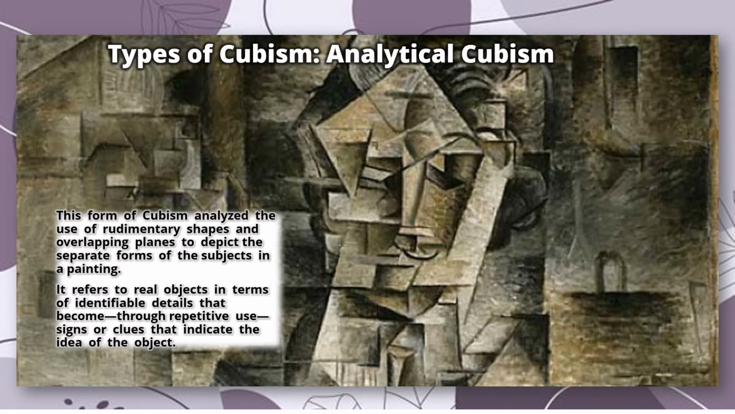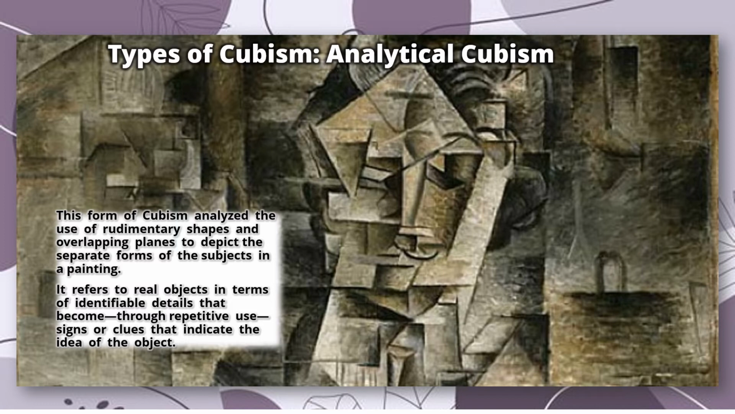Next, we have types of cubism. Number 1, we have analytical cubism. So, it is the use of rudimentary shapes. Rudimentary means basic. Basic shapes, overlapping planes to depict the separate forms of the subject in a painting. So, it refers to real objects in terms of identifiable details that become, through repetitive use, signs or clues that indicate the idea of the object.